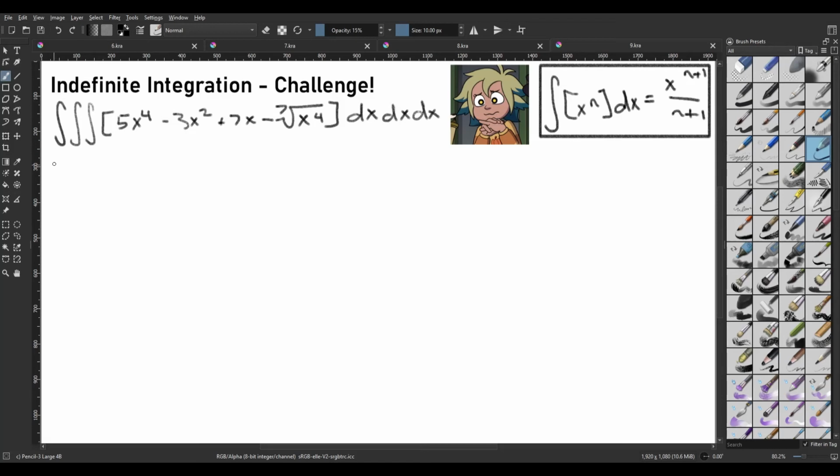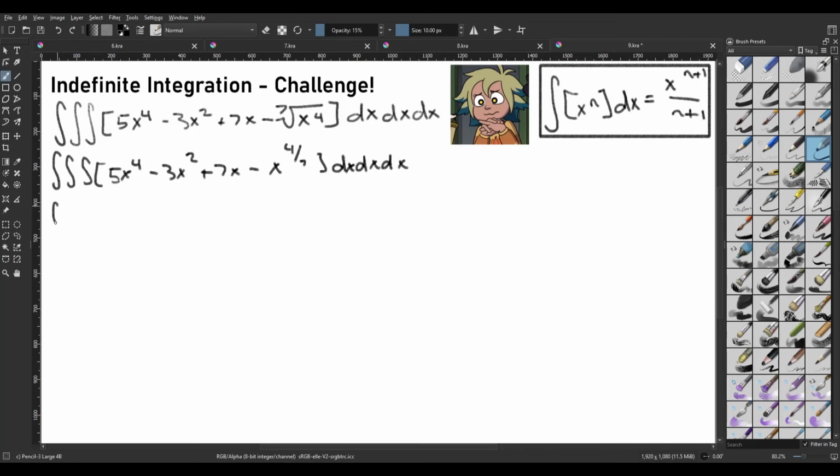So the first step I always do in something like this, I'm going to write out the integral again, just because we have this radical here, I don't want to be making any silly mistakes. x to the 4th minus 3x squared plus 7x minus x to the 4/7 power dx dx dx. Now let's go ahead and solve this.